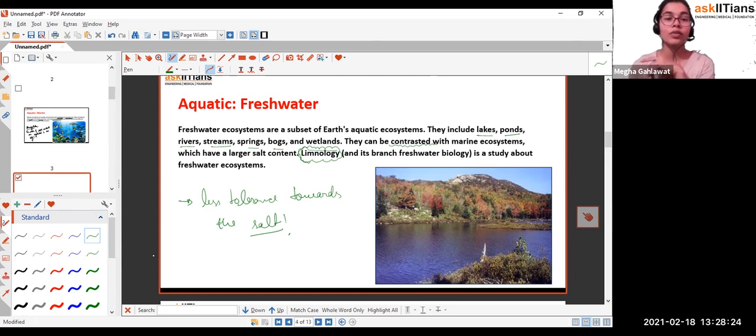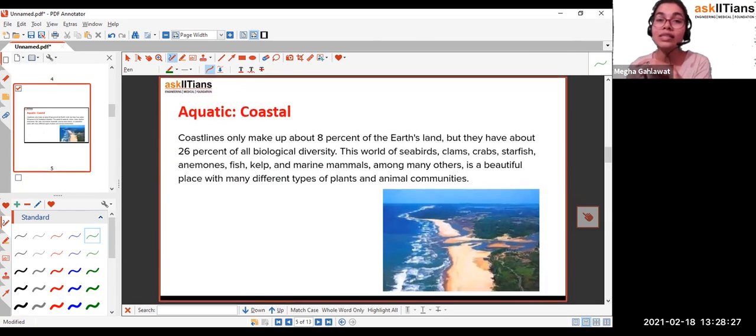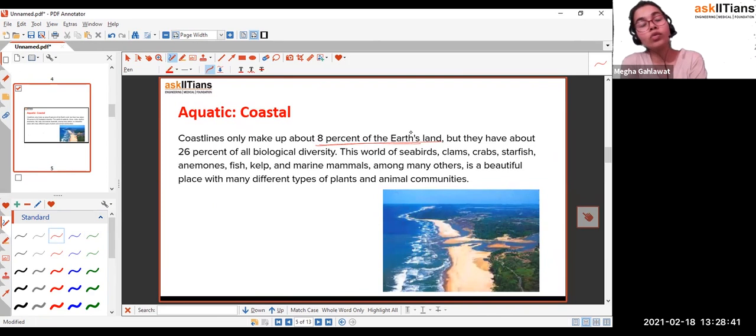Now, we're going to move forward to the aquatic coastal areas. The coastal areas make up about 8% of the Earth's land. It is quite obvious that since 70% of the planet Earth's area is covered with the oceans, the oceans and land will have to meet at some places. That area where the land and ocean meet is called the coastal area, which accounts for about 8% of the Earth's land. But they have 26% of all the biological diversity, and that is a huge percentage.